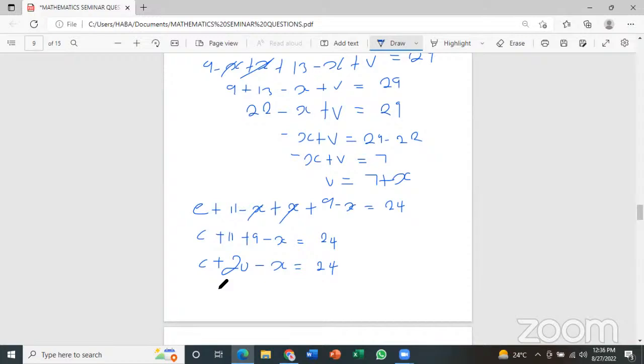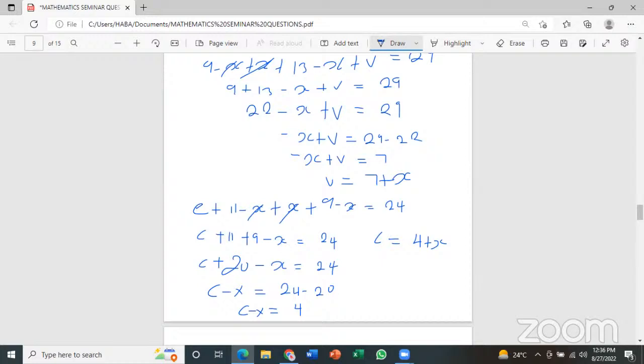If I carry 20 to the other side, it will be c minus x equals 24 minus 20. And then this will be c minus x equals 4. I carry the x to the other side. I have c equals 4 plus x. This will be equation 3. The one for volleyball will be equation 2.